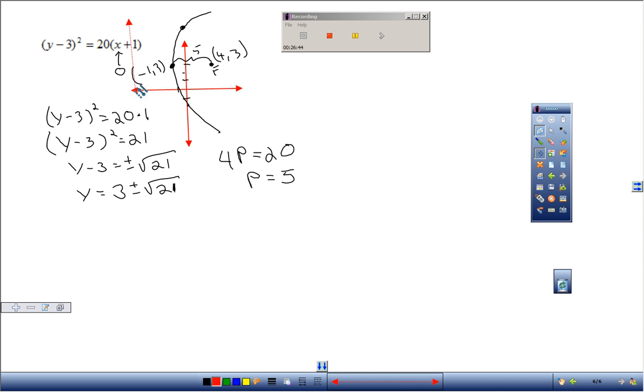We'll put the directrix over here at x equals negative 6, because that's 5 units away from negative 1. Got it? Good. Don't fall asleep while I'm talking.